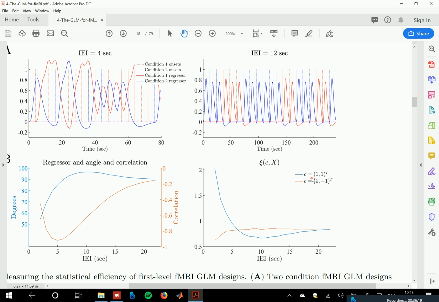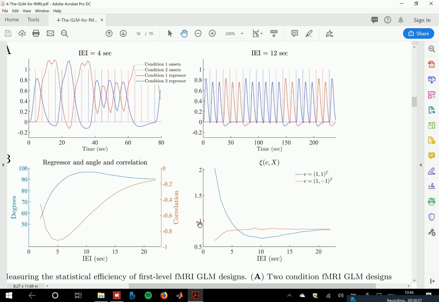One contrast looks at the sum of beta 1 and beta 2, essentially trying to find voxels that respond to both faces and houses, and one for the contrast 1 minus 1, so finding voxels or brain areas that respond more to faces than to houses. And the efficiency is supposed to be a large value, so large values are better, so high statistical efficiency is good.